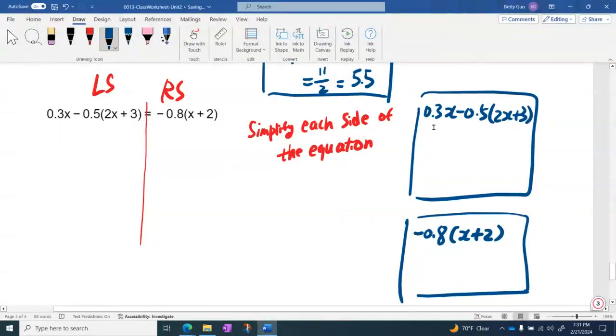All right, work on this problem. Simplify each side. Work on the two boxes first. I'll give you 2 minutes, okay? In 2 minutes, I'm going to ask you to compare with my answer.